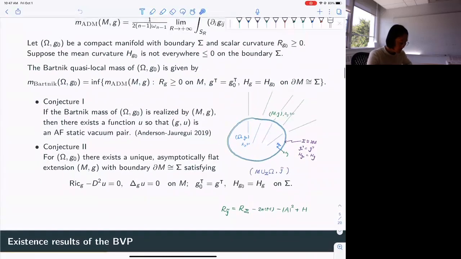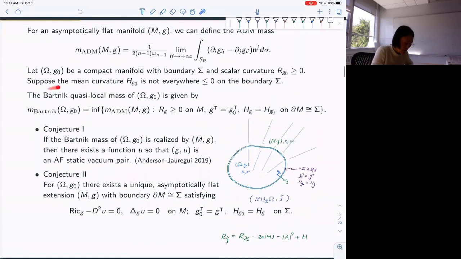Okay, and the remark about this here: we want to suppose that the mean curvature H_g0 is not everywhere less than or equal to 0 on the boundary, because we want to make sure that if we get an extension for this Omega g0, then we don't want a minimal surface in the exterior region. Okay, because we know a static vacuum extension with a minimal surface must be Schwarzschild.